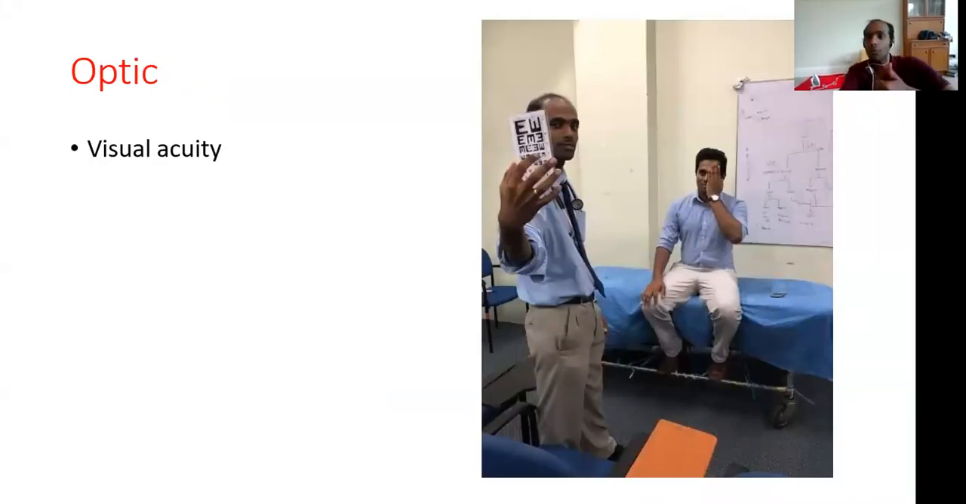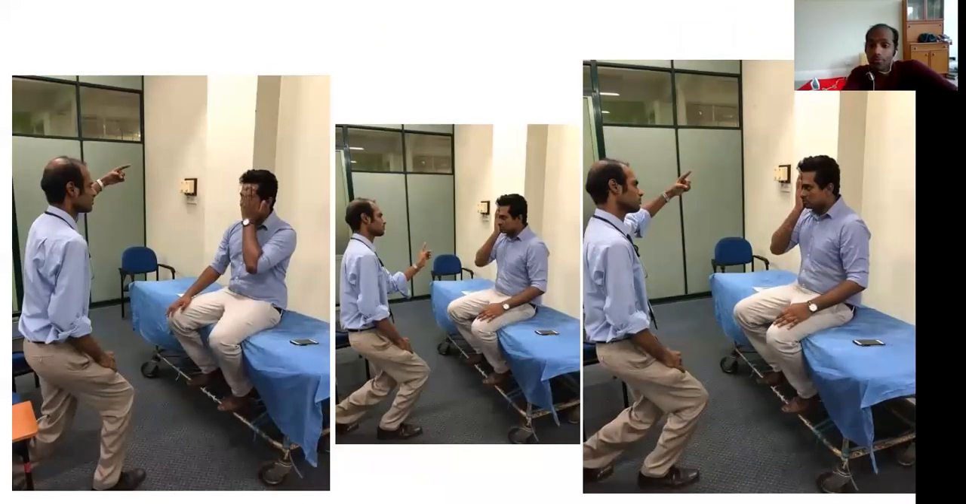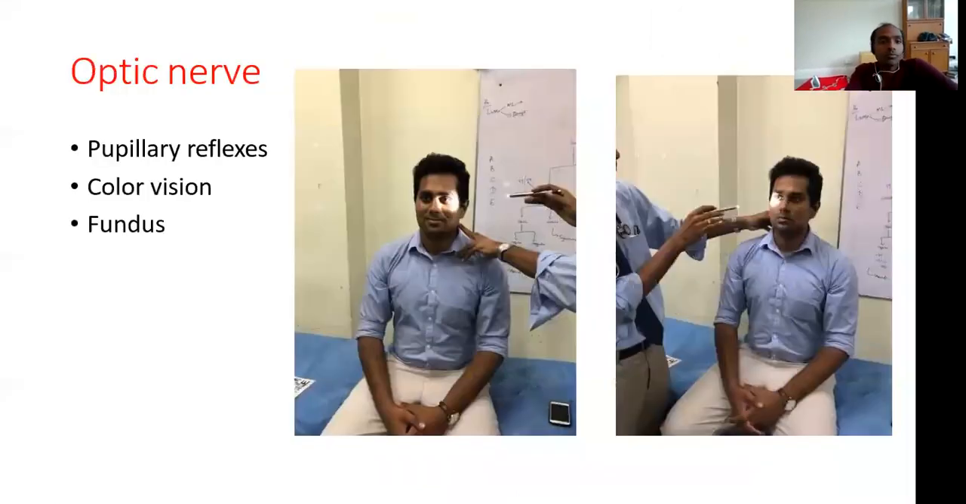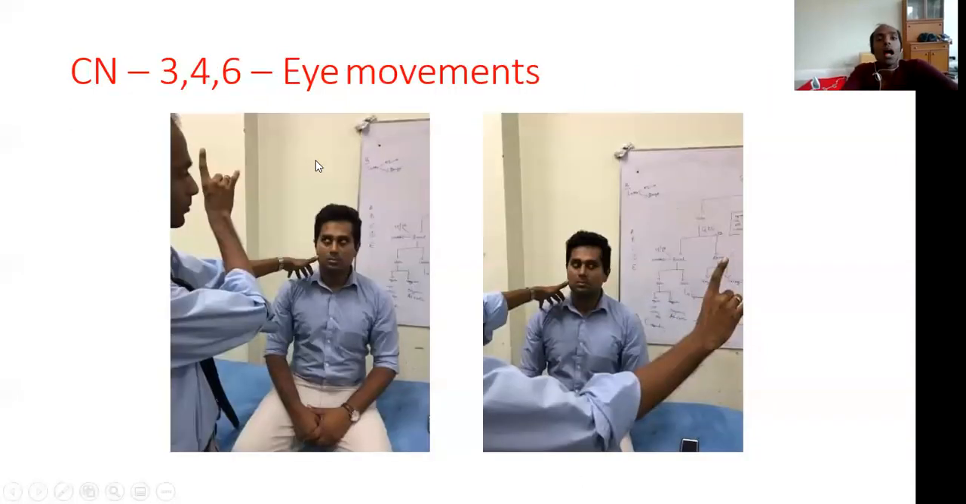So olfactory is routinely not examined. Optic nerve, first component is visual acuity. Make sure that you do the visual fields with the proper technique. Don't miss any steps that I have described, because you will get wrong findings if you do it wrong. Optic nerve, make sure that you have the pupillary reflexes; color vision is not routinely examined, and then the fundus as well. Then eye movements, shape of H.